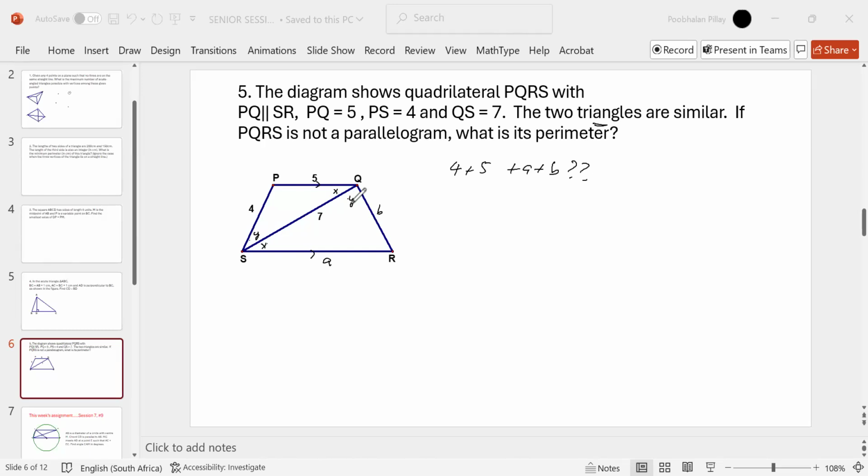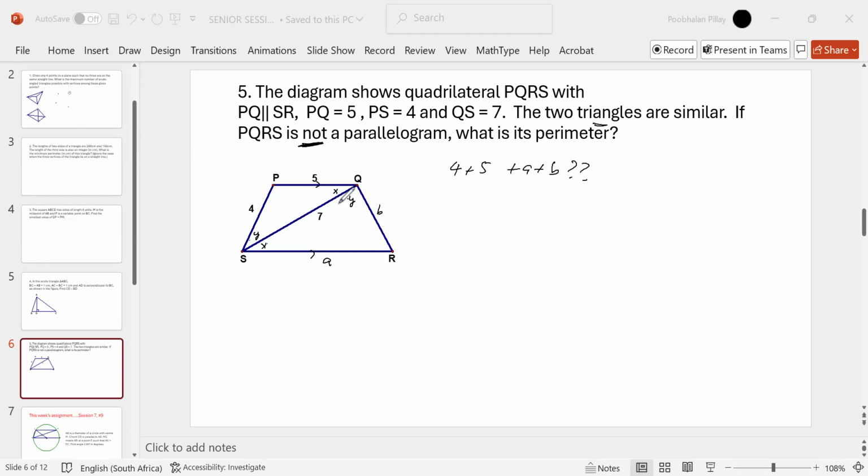I'm sure some of you realize, although we don't have a one-to-one discourse here, that if they were equal, then PS is parallel to QR, because these are alternate angles. But then we already know that the other pair is parallel. That will force this thing to be a parallelogram. And it's clearly said that this is not a parallelogram.